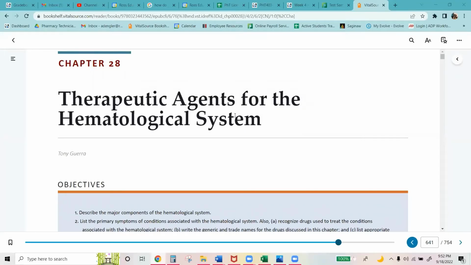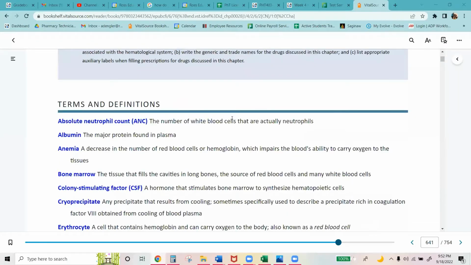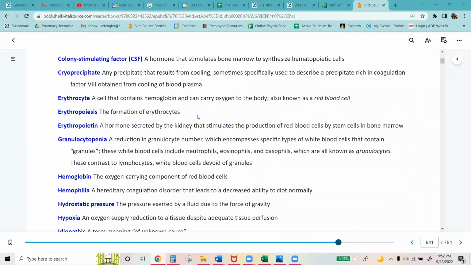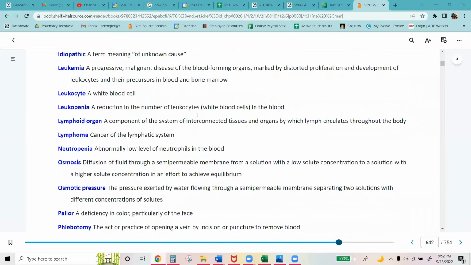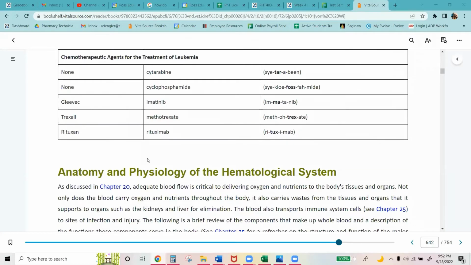Chapter 28, Therapeutic Agents for the Hematological System. We'll skip the terms and definitions for now, but we will go through them throughout this lecture video. In the beginning of the chapter, we have the common drugs for conditions of the hematological system with their pronunciation. So a good thing to practice.